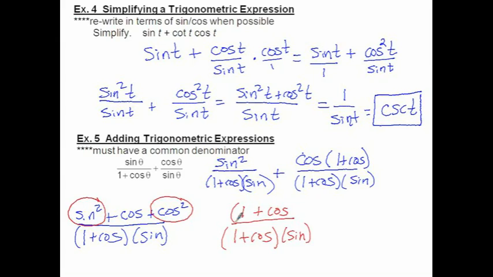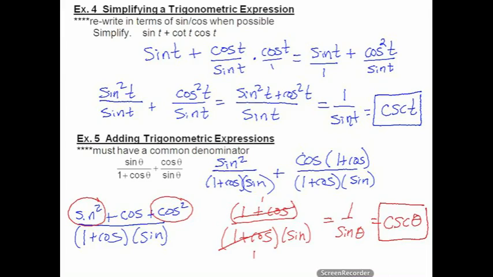So since all of this can cancel with all that, we can actually reduce those guys out. Those reduce each other to 1s. So we're left with 1 over sine again. And 1 over sine, just like it was before, is still cosecant. So yet again, we simplified that down from two fractions down to one simple term. And that wraps it up for section 5.1.